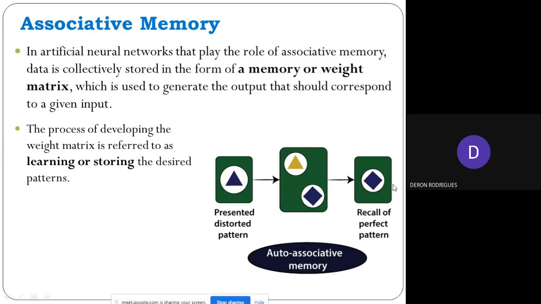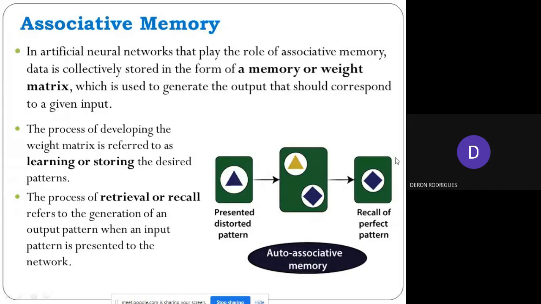The second step is called recall. Now what is the meaning of recall or retrieval? The process of recall or retrieval means that you are presenting some pattern. It may be a corrupt pattern, a proper pattern, or a distorted pattern, any pattern you can give, and based upon that I try to recall or retrieve the perfect pattern from the memory. This is what is called recall.